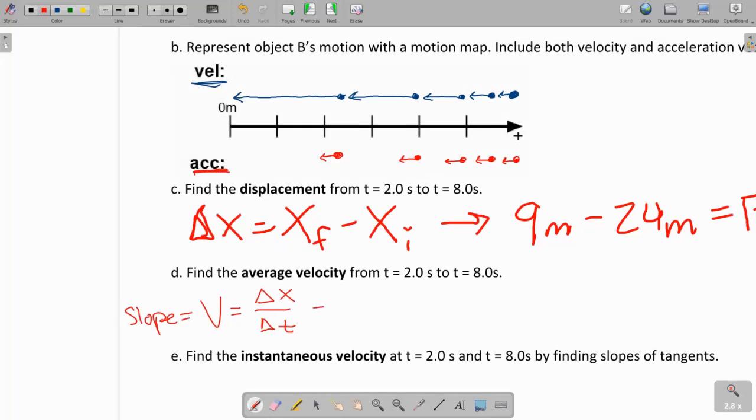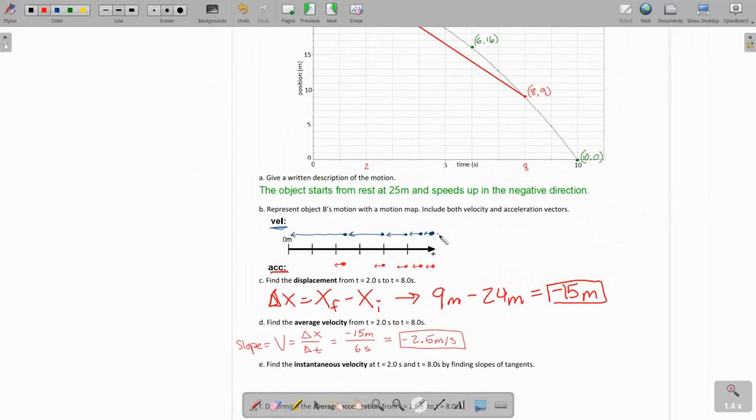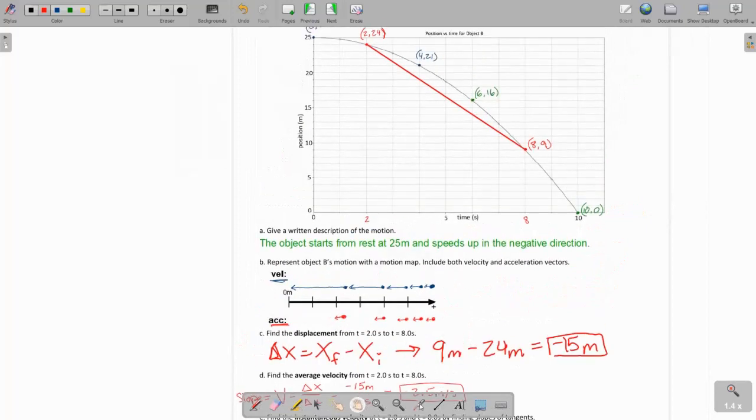Okay, so again, we already calculated the displacement. It was negative 15 meters. That was in part C. And then the change in time is 6 seconds, 2 to 8 seconds. And so that is going to give us an average velocity of negative 2.5 meters per second during that time span, from 2 to 8 seconds. So just to reinforce that, again, the slope of this line right here is negative 2.5. That represents the average velocity from 2 to 8 seconds.